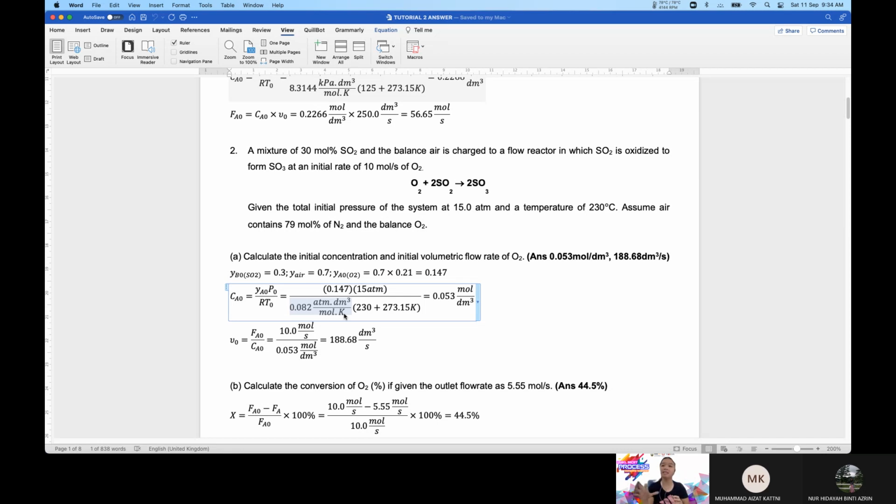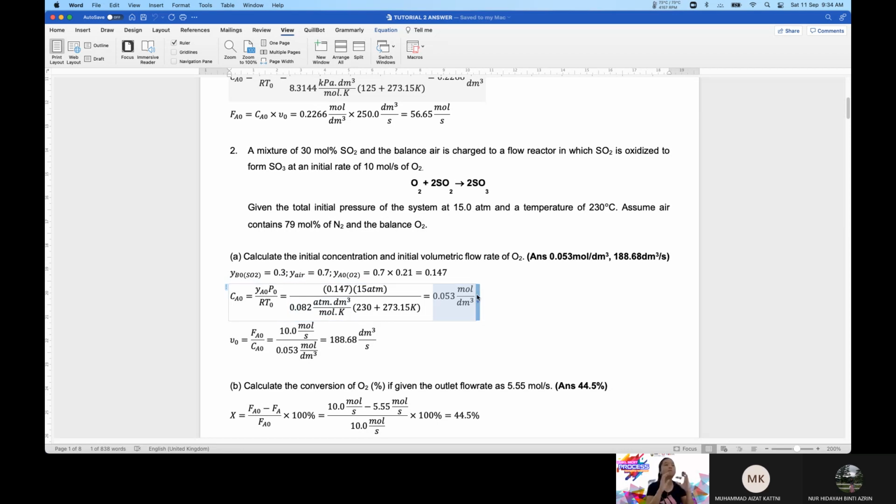Then since the unit of R has temperature in Kelvin, I will just convert my temperature, which is given in Celsius, to Kelvin. So I will add 273.15 and this way the unit Kelvin also cancels. So atm cancels, Kelvin cancels, and I don't need to do a conversion factor. Then I will get the Ca0 as 0.053 mole per dm cube.